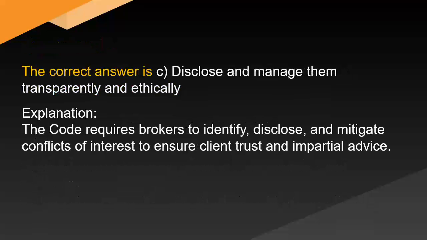The correct answer is C. Disclose and manage them transparently and ethically. Explanation. The code requires brokers to identify, disclose, and mitigate conflicts of interest to ensure client trust and impartial advice.